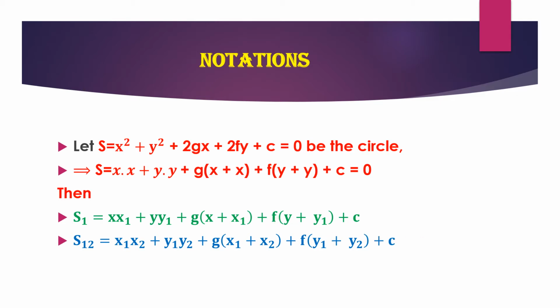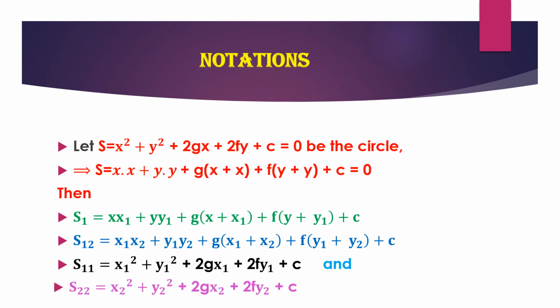And similarly, S11. S11 means both x and x, y and y are replaced by x1 and y1. Therefore, this is denoted by S11. That is, S11 equals x1 square plus y1 square plus 2gx1 plus 2fy1 plus c. Similarly, S22 equals x2 square plus y2 square plus 2gx2 plus 2fy2 plus c.